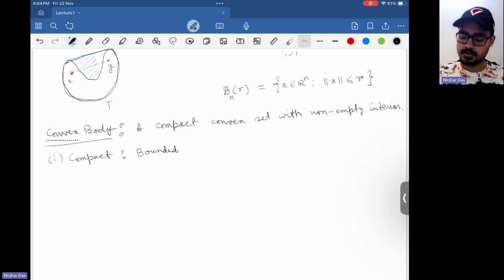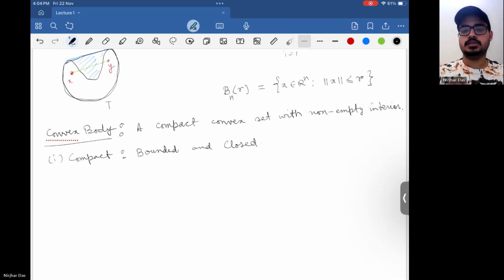So this is bounded and closed. So closed basically means that if you take a sequence of points inside the convex body that converges to some limit, right? Then that limit point is also included in that convex body. So think of this in the sense that it's kind of saying that the surface of the convex body is also included in the convex body.